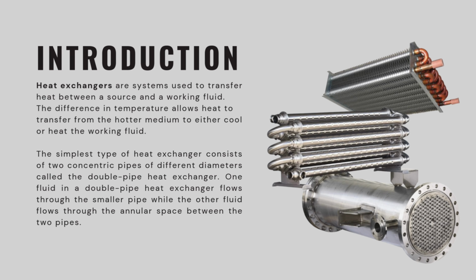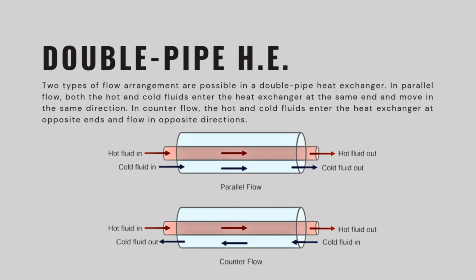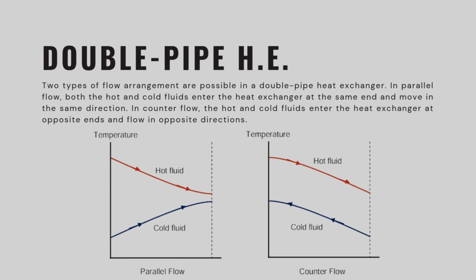One fluid in a double pipe heat exchanger flows through the smaller pipe, while the other fluid flows through the annulus space between the two pipes. In a double pipe heat exchanger, two types of flow arrangement are possible. In parallel flow, both the hot and cold fluids enter the heat exchanger at the same end and move in the same direction, while in counterflow, the hot and cold fluids enter the heat exchanger at opposite ends and flow in opposite directions. Here we can see another difference between the parallel flow and the counterflow.